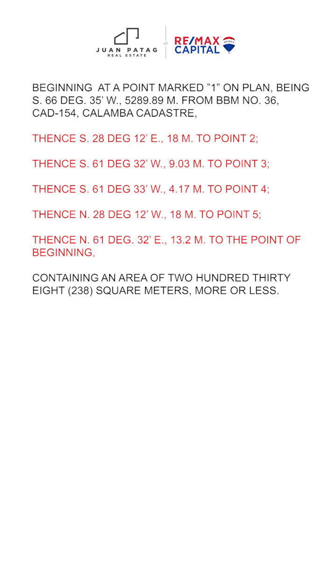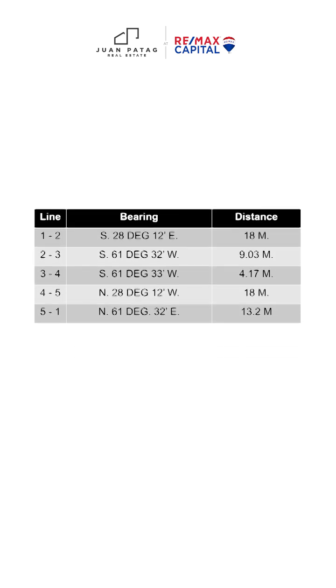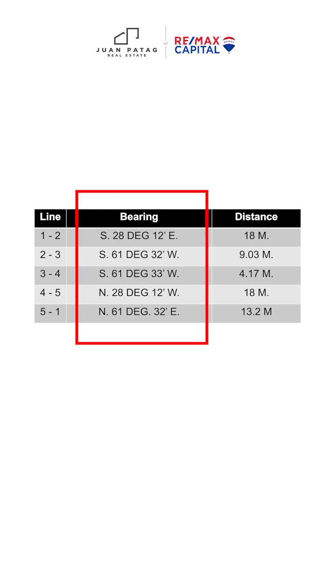Then if you put lines 2 to 6 of the third sentence into a table, it's going to look much simpler. The first column pertains to the corners of the lot and the lines that connect each corner. So line 1, 2 means it's the line connecting points 1 and 2, and so on and so forth. Now the second column pertains to the bearing. The bearing is the angle made by the property line.